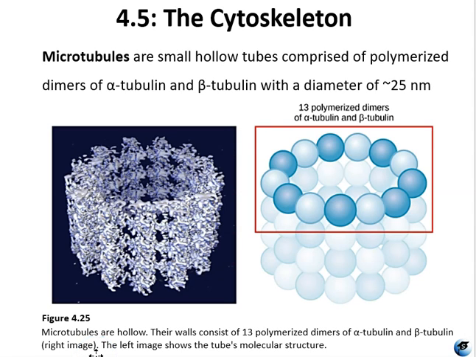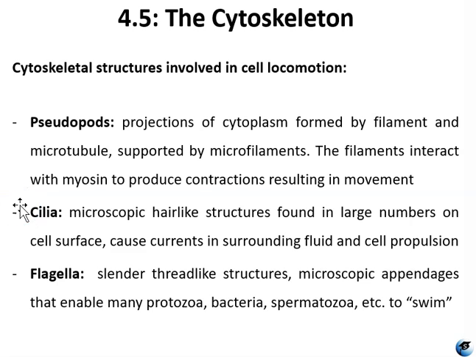Microtubules are small hollow tubes comprised of polymerized dimers of alpha-tubulin and beta-tubulin with a diameter of about 25 nanometers. So they are much larger than the microfilaments, the actin filaments, which, remember, were about 7 nanometers. Microtubules help the cells to resist compression. Again, they also aid in cell division, and they're involved in cell movement because they serve as tracks for motor proteins, and they're the main structural elements of centrioles, flagella, and cilia. Flagella and cilia, along with pseudopods, are all used in cell locomotion.